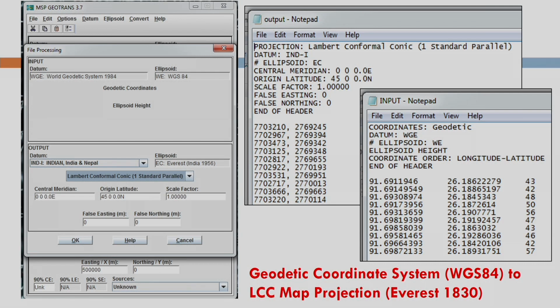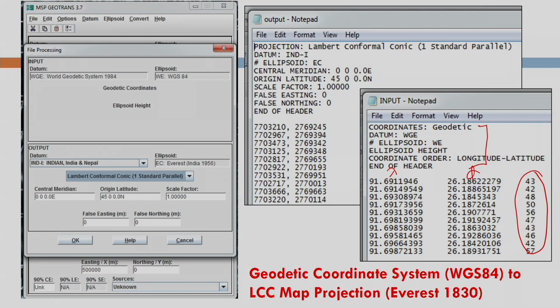Now coming to the map projection with datum transformation. So let us see, there is a geodetic coordinate system, right, and it is specified in WGS84, and I am trying to convert it into the LCC map projection of Everest 1830. Fine. So you see that the input file is there, here is the input, and this is the longitude information lambda, this is my phi information, and this is the height information, which is of no use.